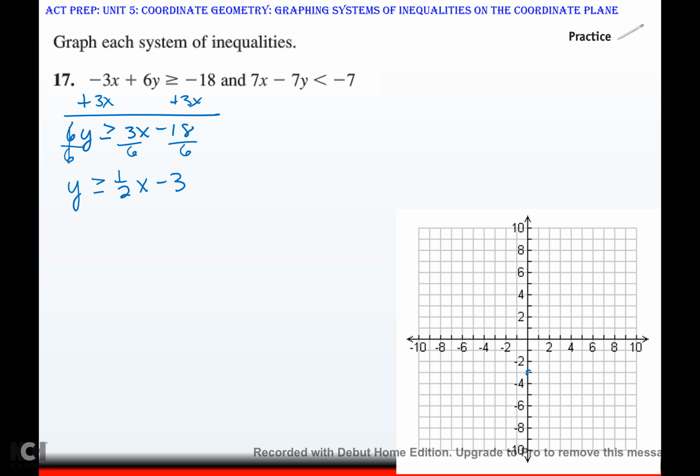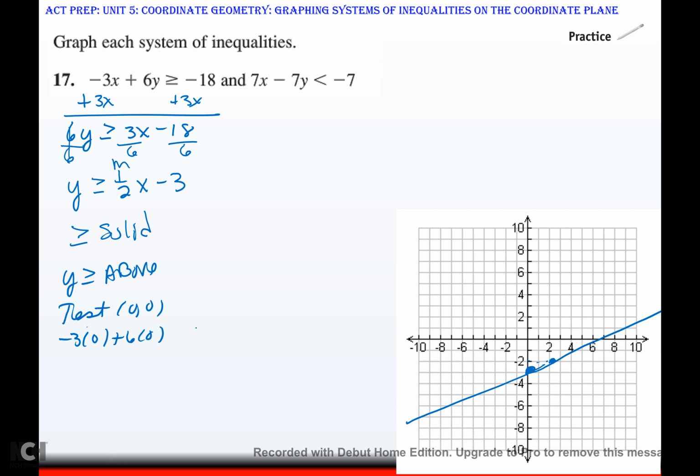So I'm going to start at negative 3. And the monkey says go up 1 over 2. The bar means connect solid. Eating y means shade above, but I should test 0, 0. Negative 3 times 0 plus 6 times 0 greater than or equal to negative 18. Is 0 greater than or equal to negative 18? Yes, so that's true. So wherever 0, 0 is, I shade, which is above like I thought.